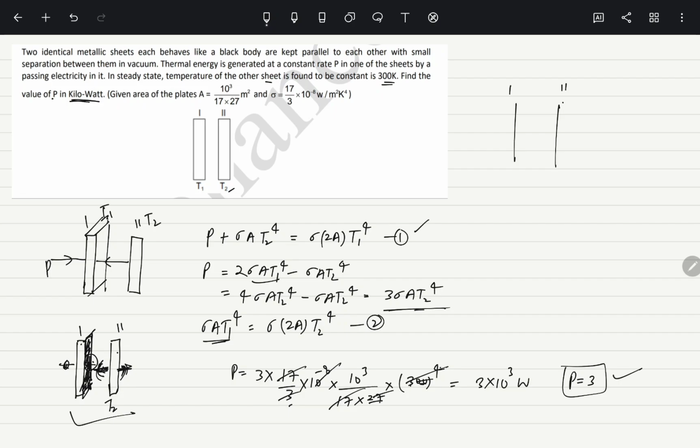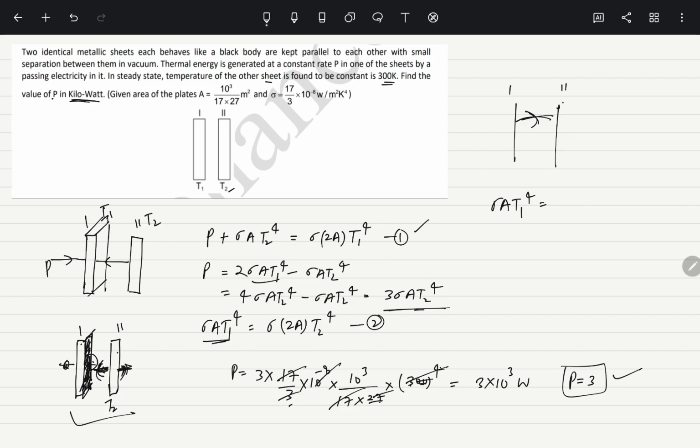You getting my point here? How much is it absorbing? It can absorb only from the first. How much? The amount the first one will release. How much will the first one release? Sigma A T1 to power 4. Understood here? This is absorbed by the second.